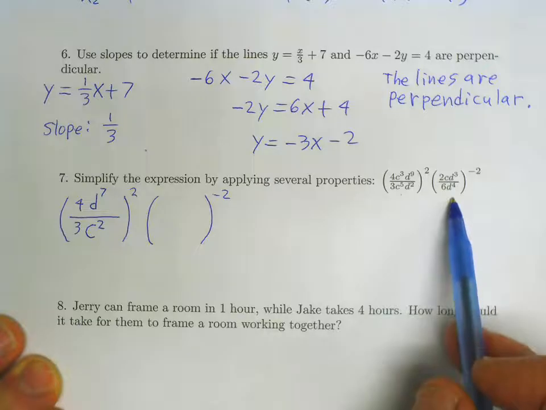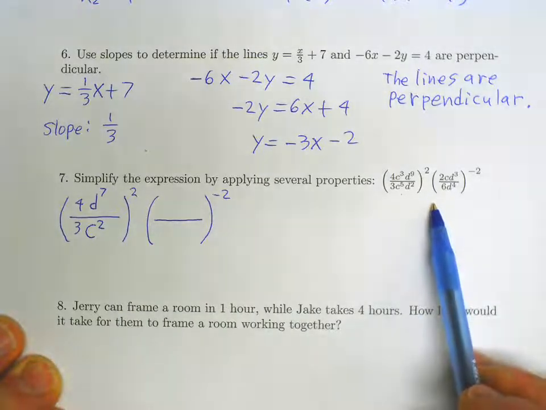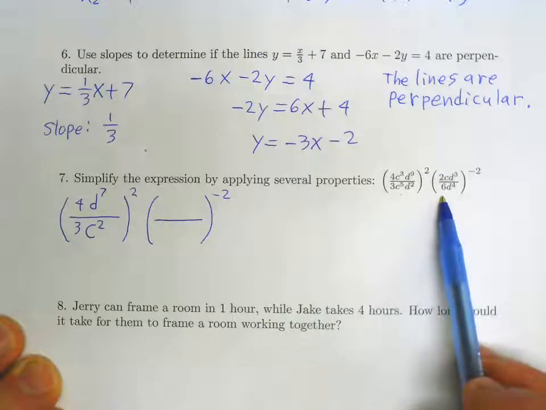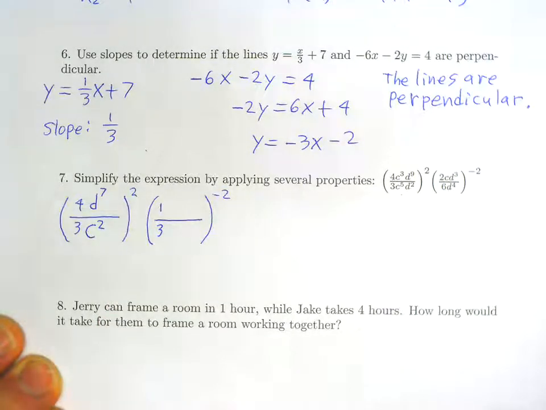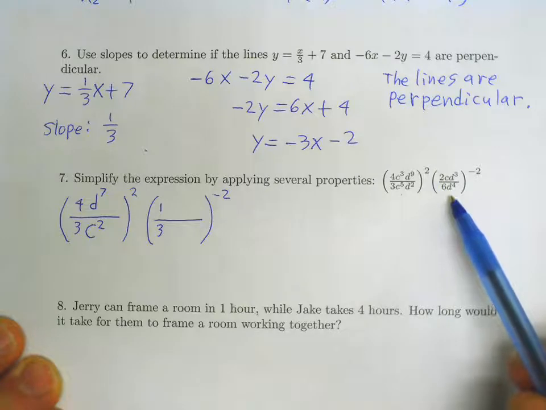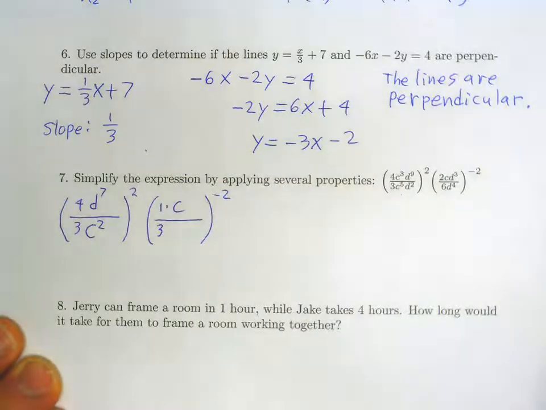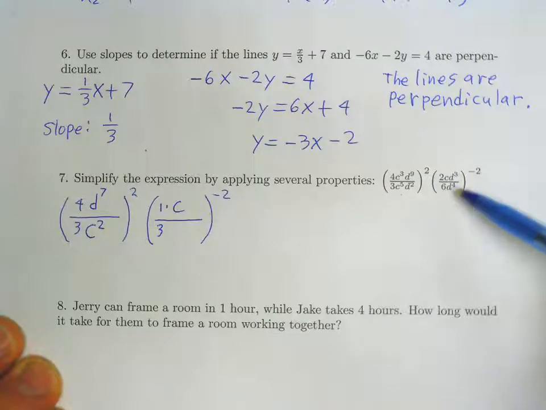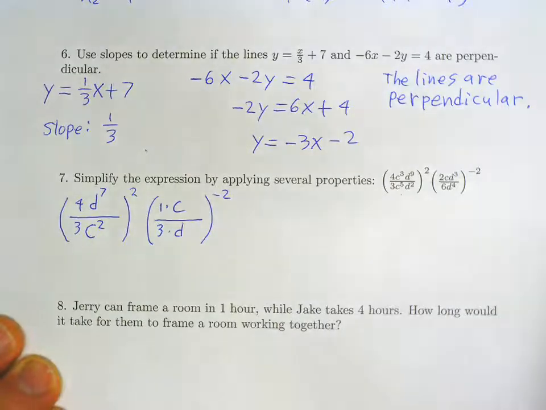In the other set of parentheses, the coefficients are 2 divided by 6. 2 divided by 6 simplifies to 1 divided by 3. The numerator has one factor of c in it, but the denominator doesn't have any factors of c, so there's one factor of c in the numerator. And then d to the third divided by d to the fourth is one factor of d in the denominator.